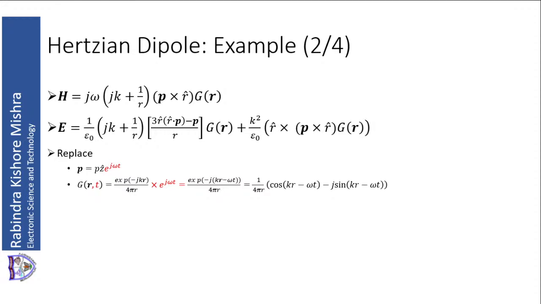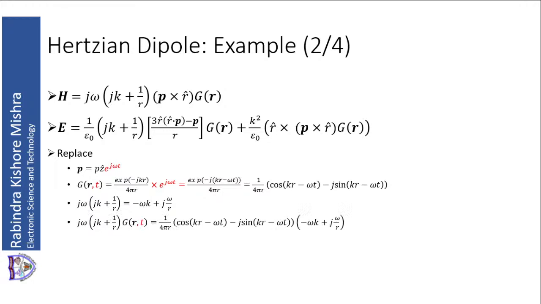Okay. And then we'll come to this part. j omega into (jk plus 1 by r) is equal to j omega into jk, and j times j is minus 1, so minus omega k plus j into omega by r. So that part we get, and that replacement we will make.